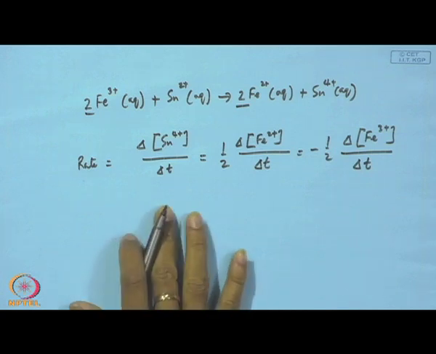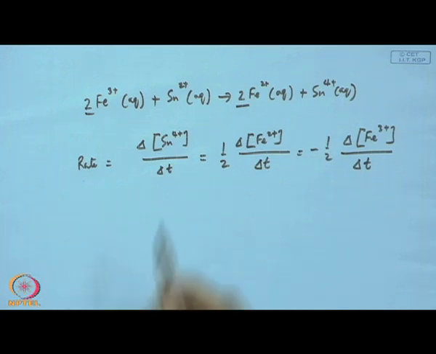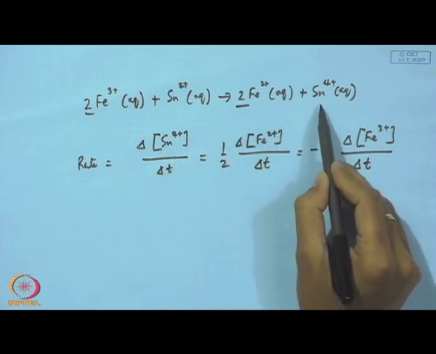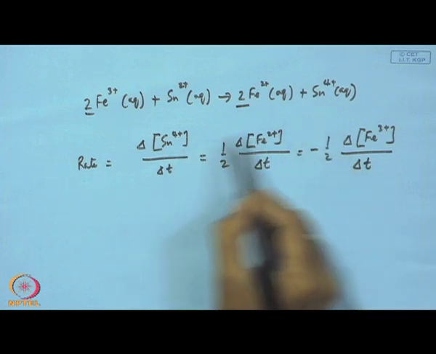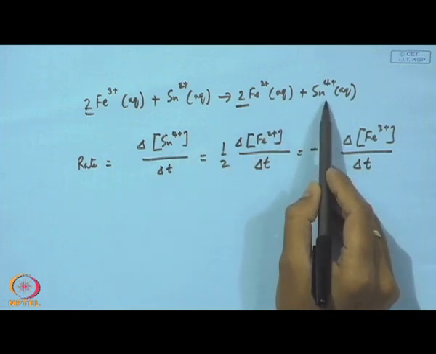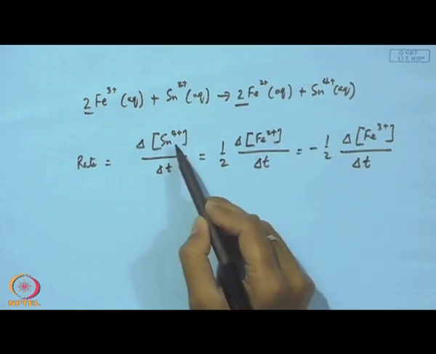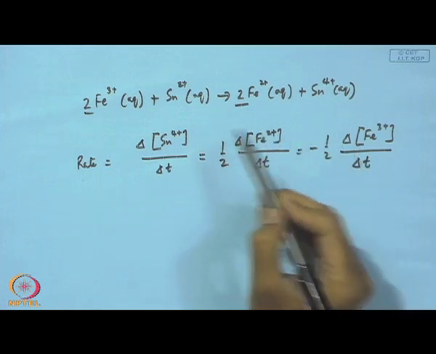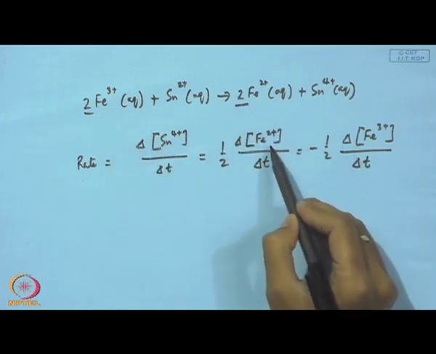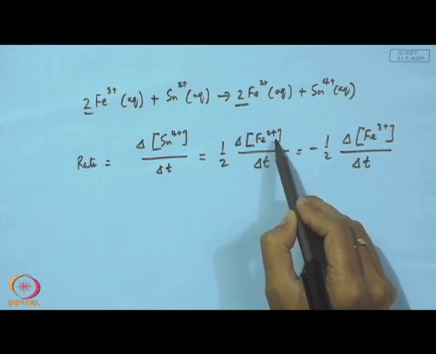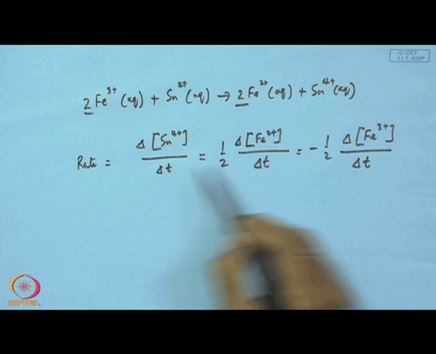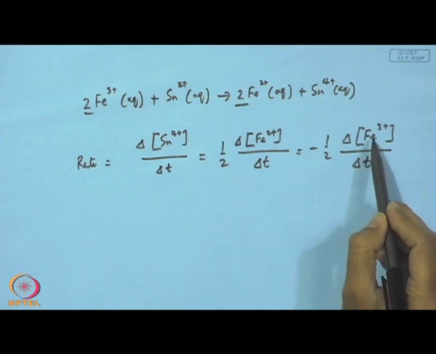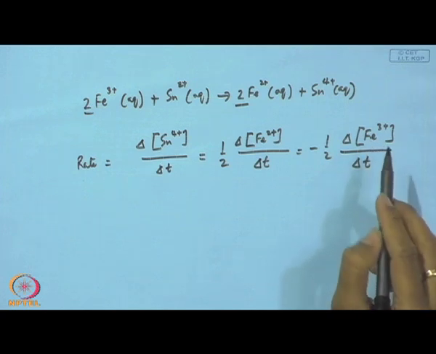So, this way we can express rate as the time rate of change of concentration of Sn4+. Because at zero time there was no Sn4+, whatever Sn4+ is formed is the net Sn4+ formed. So, from that we can find out the rate. In the same way, we started with Fe3+, but initially there was no Fe2+, so the initial Fe2+ is 0. From that we can find out the rate of formation of Fe2+ or the rate of formation of Fe3+, and from that the overall rate of reaction.